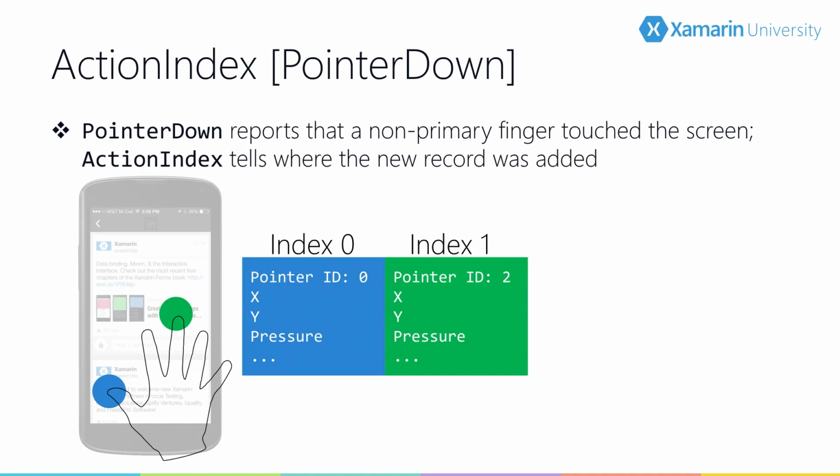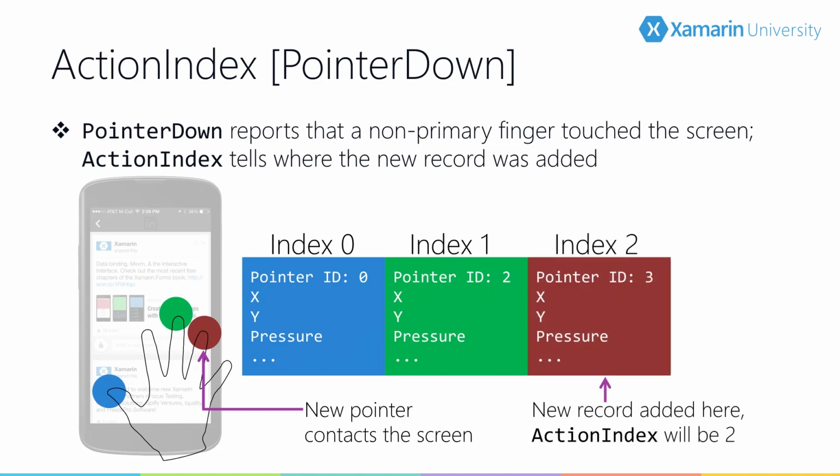Pointer down gets reported when there are already some fingers on the screen and a new one is added. When the new finger touches the screen, a new record is created for it and added to the data structure. Remember that Android doesn't give any guarantees about where the new record will be added. That's what the action index is for. It tells you where the new record was added. In practice, the new record tends to get added at the end, but again, that's not guaranteed.